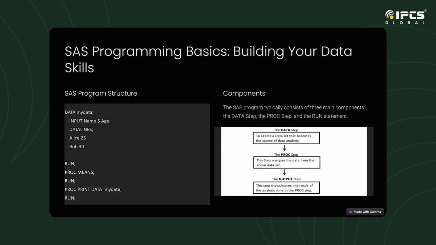Let's break down a SAS program. A SAS script consists of three core concepts: data step, proc step, and output step or run statement. Data step defines and prepares your data. Proc step runs analytics or generates reports. Run statement executes the program. Here is the example code.